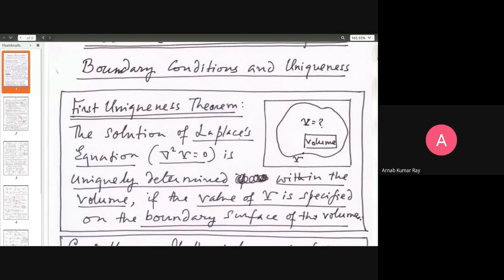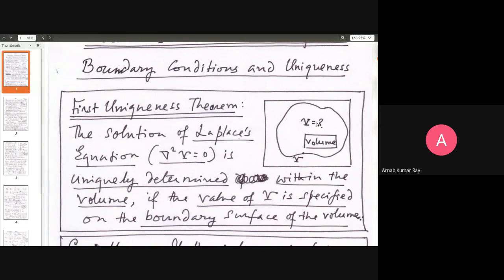So the solution of Laplace's equation is uniquely determined within the volume, where all three variables can be changing, if the value of V is specified at the boundary surface of the volume. For instance, in one of these problems, just a while ago, we worked on the phi variable, V depending on phi in the r theta phi coordinate system. What were the two boundaries we used? V is equal to V1 at phi equal to phi 1, and similarly, V is equal to V2 at phi equal to phi 2. So those were the two boundary conditions.